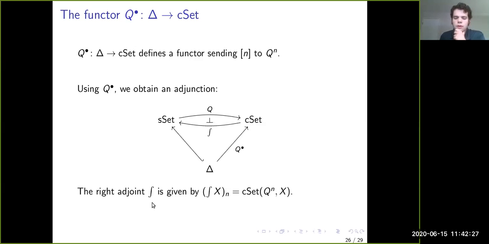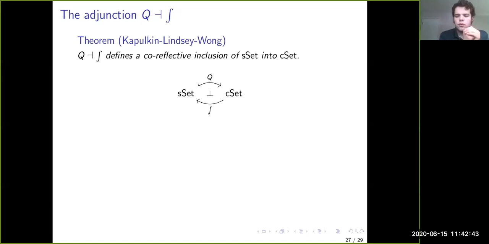And we can show that it has a right adjoint integral, which is given by this formula. So for a cubical set X, integral X is a simplicial set whose n simplices are maps from Qn into X. Now, this adjunction was studied extensively by Kapulkin, Lindsey, and Wong in that paper of theirs, which I cited at the beginning of the talk.